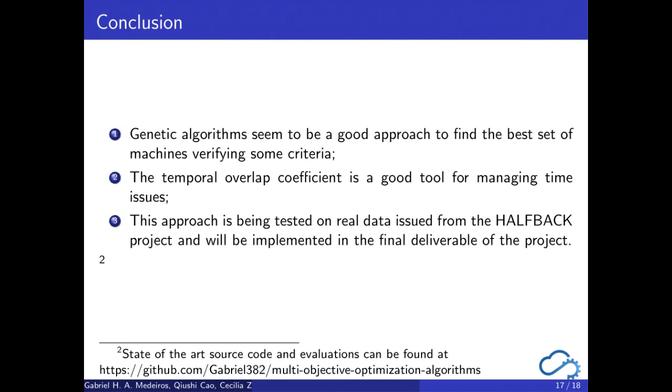From within this state-of-the-art, it was observed that the genetic algorithms proved to be a good approach to find the set of best machines by verifying a criterion, and the TOC is a good tool for managing time problems. Finally, this approach is being tested on real data from the Halfback project and will be implemented in the final deliverable version of the project.